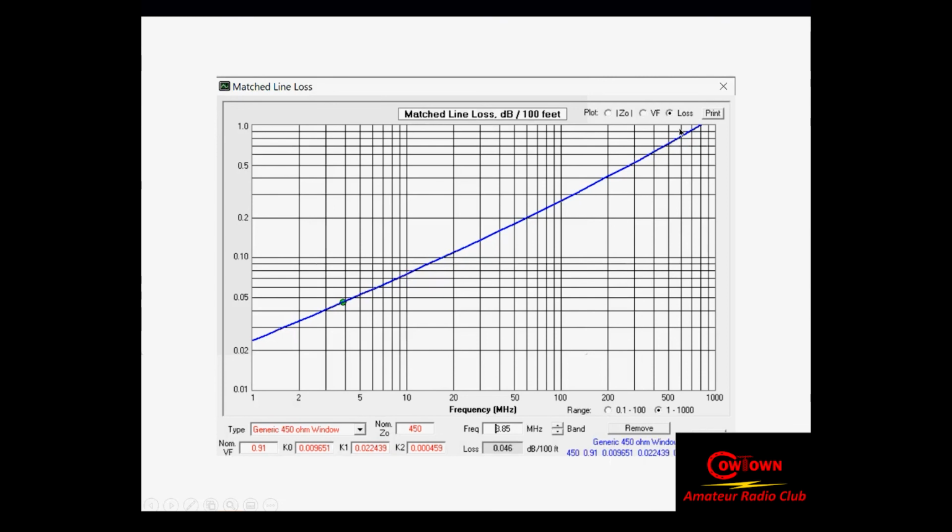So everybody should be jumping up and saying, let's go get window line. Well, maybe. Remember Bud's first law of antennas: if it's an antenna, it's a compromise. So Dave's made a compromise here that makes a lot of sense for what he's doing.